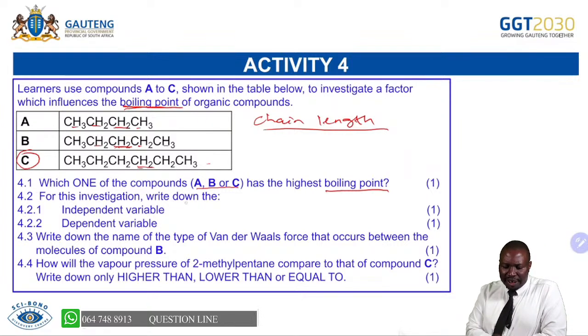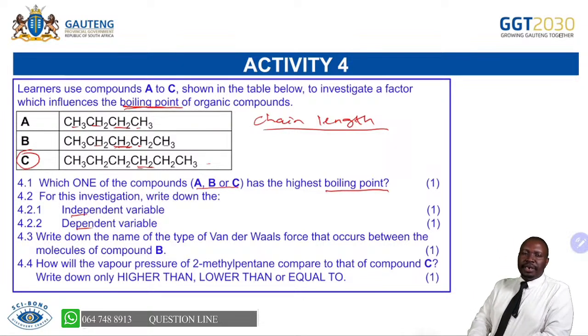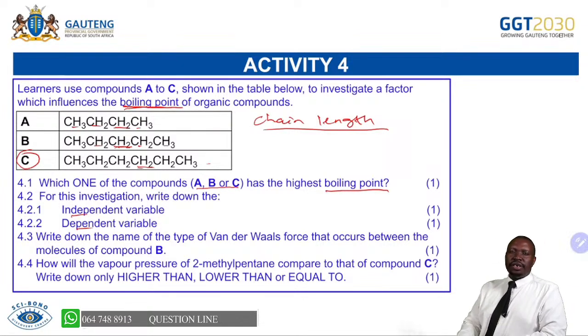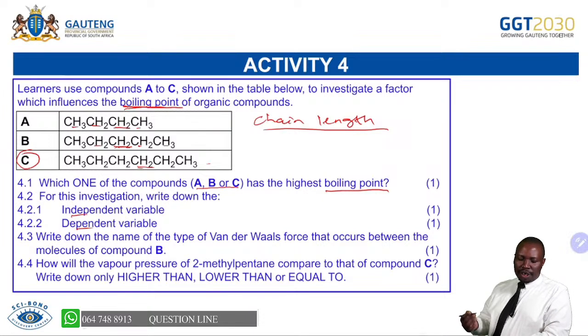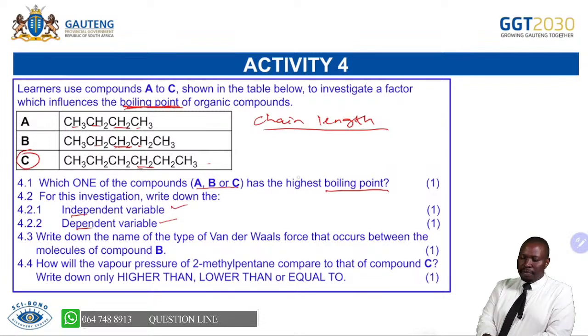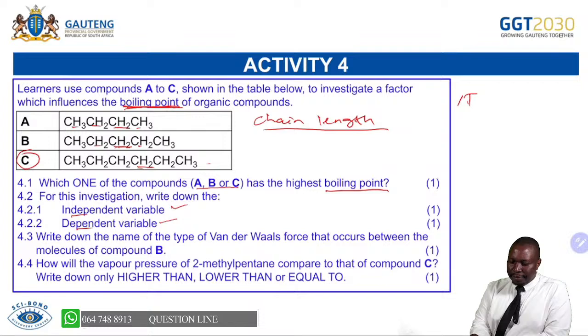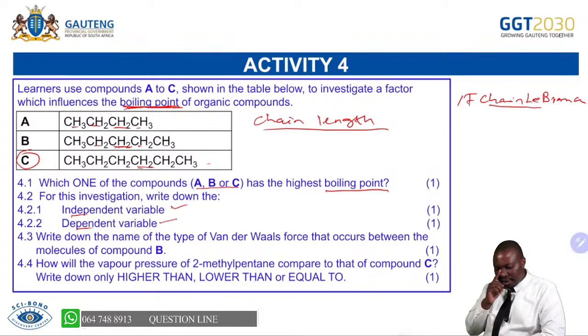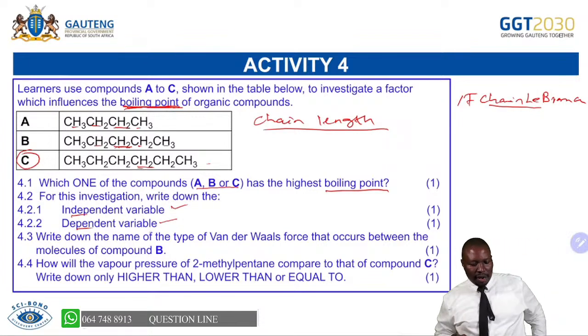Now, for this investigation, write down the independent and the dependent variable. You see this question of independent and dependent; it's a question that you will get in the exam. Already you know the dependent is what we're measuring, which is boiling point. And what is changing is chain length. Remember we said our independent variable is what is changed. In this case, they are changing the chain length. That becomes our independent variable for this particular question.